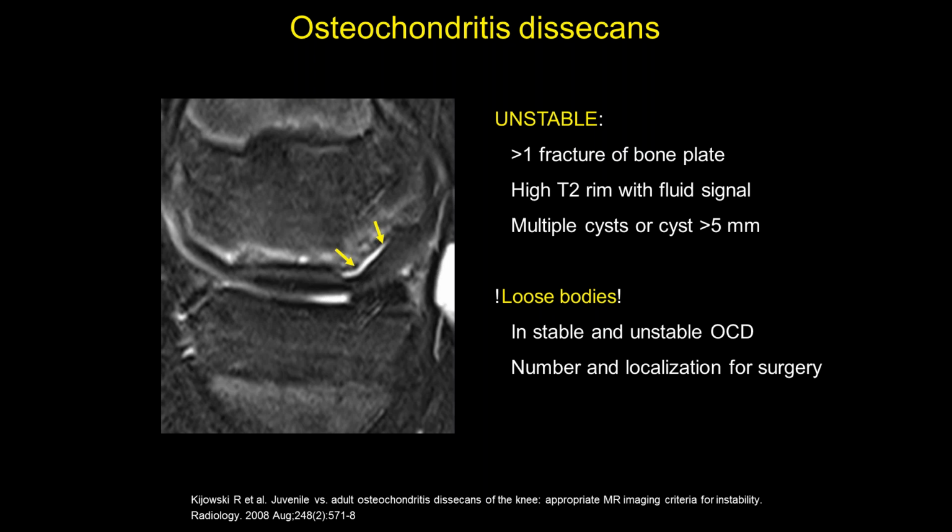So that's something that we should really report. Are there fractures of the bone plates? Is there a high T2 rim with fluid signal, and are cysts present surrounding the lesions or not? Also keep in mind that it's important to check whether there are loose bodies, and they may occur in stable but also in unstable osteochondritis dissecans. So the surgeon will want to know the number and the localization of these loose bodies for surgery.